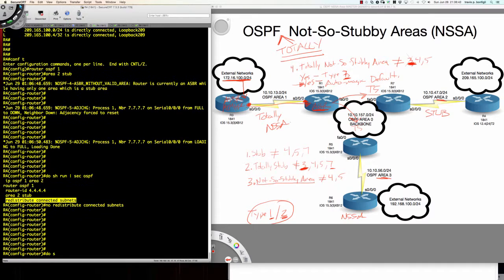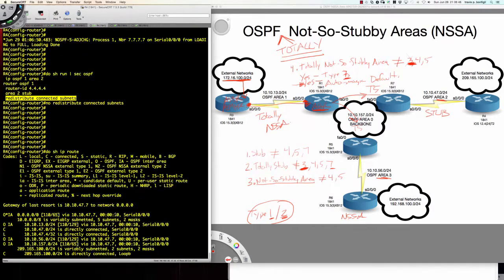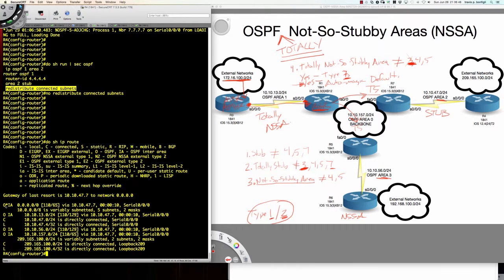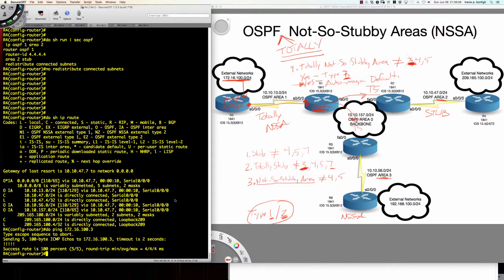So on router 4 now, when I say do show IP route, are we going to see that 172? We're not. However, I automatically receive a default route. So do I have reachability? Let's give that a try. 172.16.100.3. I do, because I have my default route here, because I'm a stub area, right? So it automatically generates an OSPF inter-area route for me. That's a default route. However, am I seeing the type 5s that I was seeing before? I'm not.